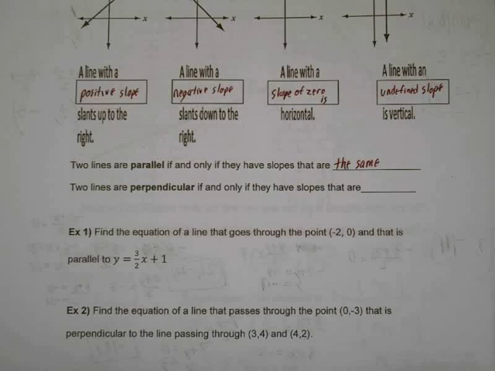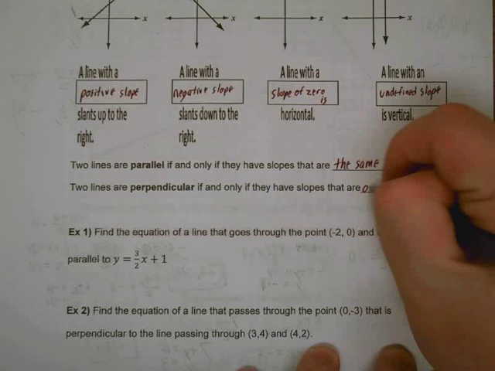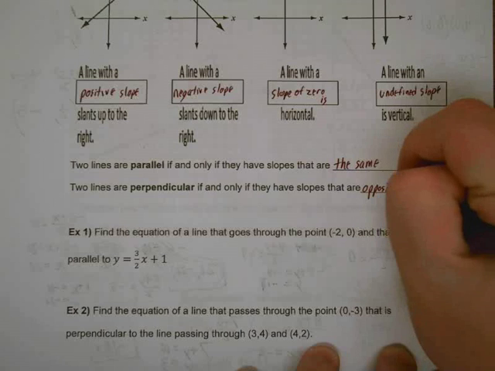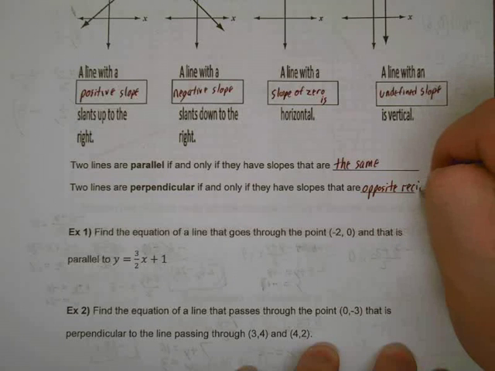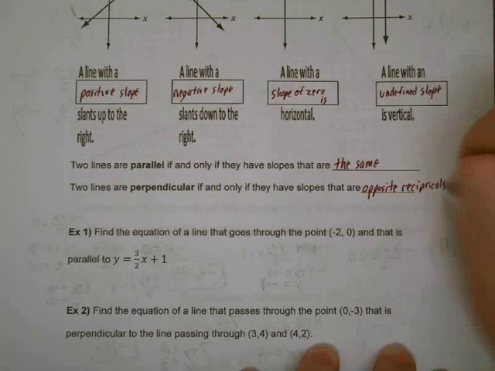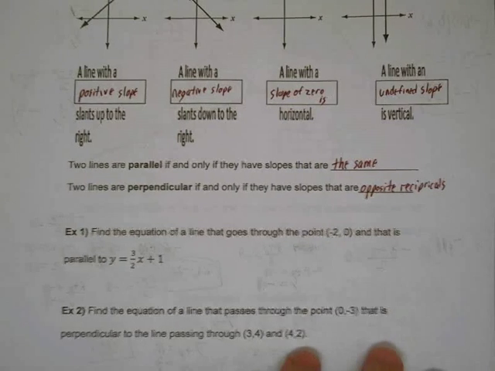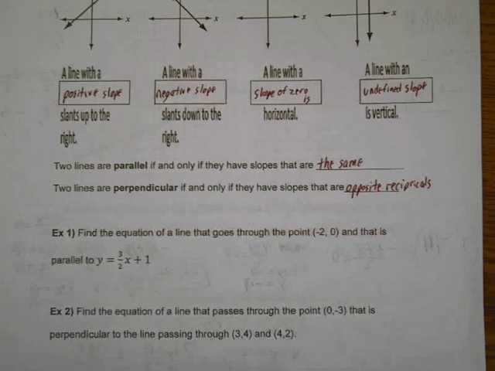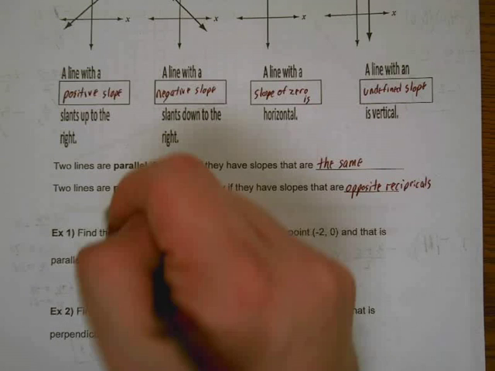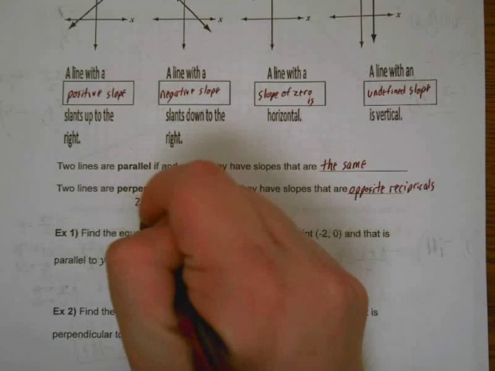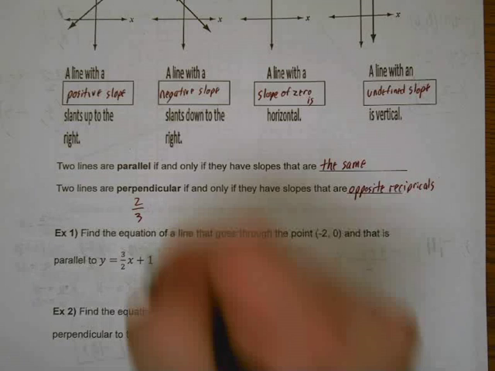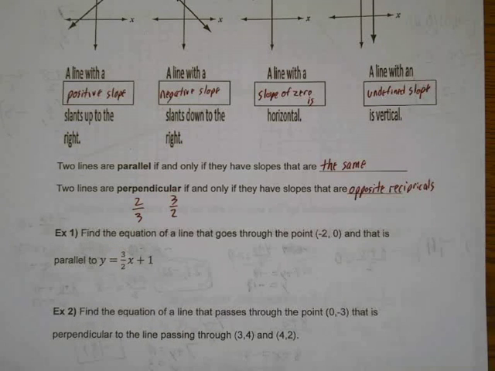We also have perpendicular lines. Perpendicular lines, if you remember in our definition, form 90-degree angles. And we say that two lines are perpendicular if and only if they have slopes that are opposite reciprocals. And what that means is if you take a number and invert it, it's going to be the reciprocal. So for example, if I have a slope of 2/3, my reciprocal would be 3/2.